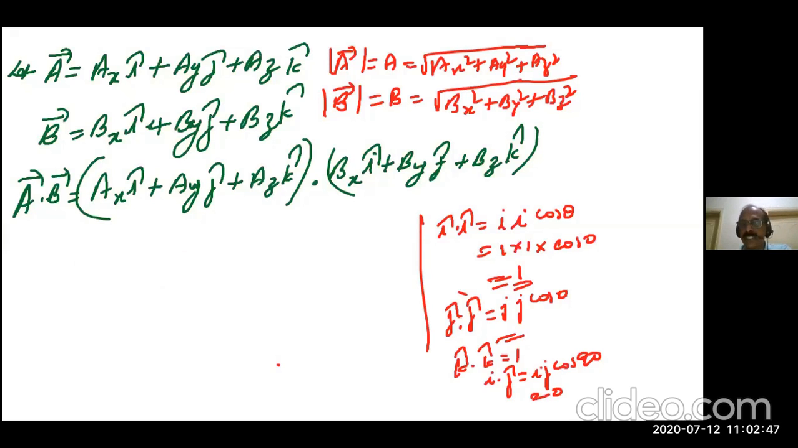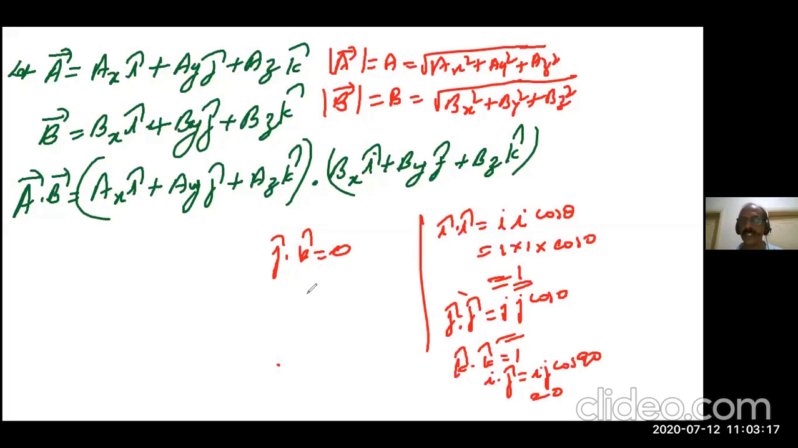Okay. So this is i dot j, which is cos 90. Now j dot k, what will come? j k cos 90, which is zero. So that means only the same axis will give 1. Any other perpendicular axis will give 0. That is just reasoning ability, that's all.